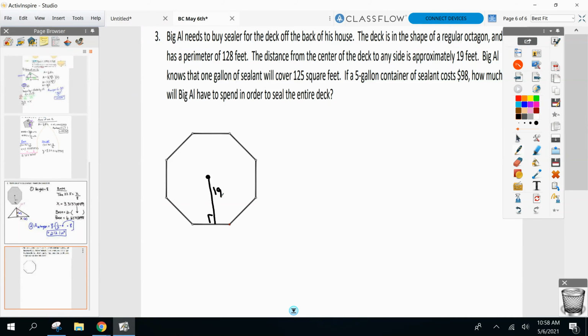All right, you ready? Well, it says it covers what? 125 square feet. So automatically, I don't care about the perimeter. I care about the area of this octagon. So let's start there.